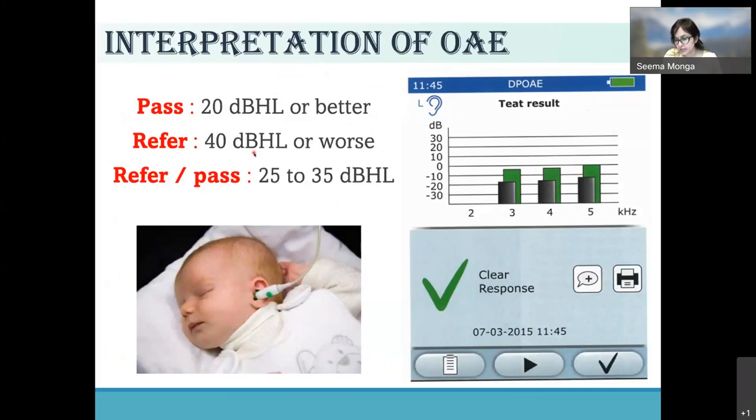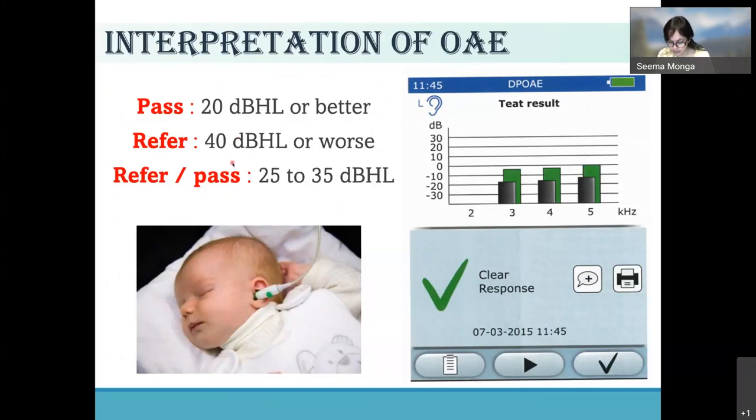Or refer is when the hearing loss is 40 decibels or worse. Or refer or pass, it can be doubtful basically when hearing is 25 to 35 decibels. So if hearing is almost normal, it will be pass. If it is worse than 40 decibels, it will refer. Or if it is 25 to 35, it will be in between.